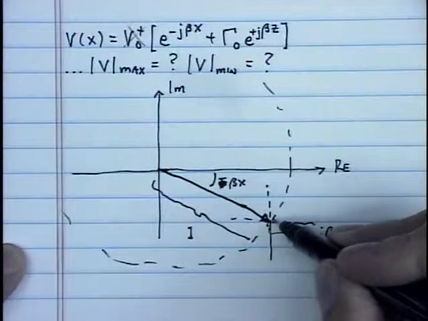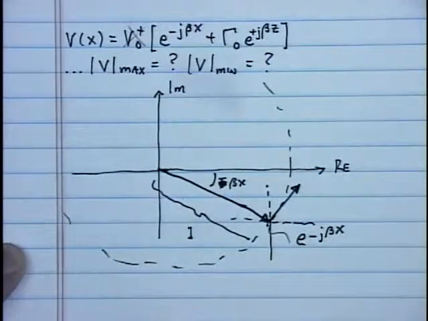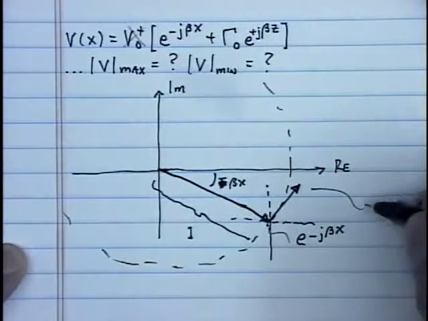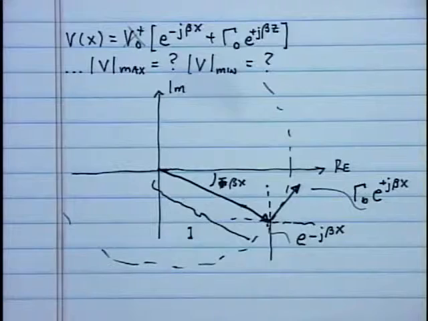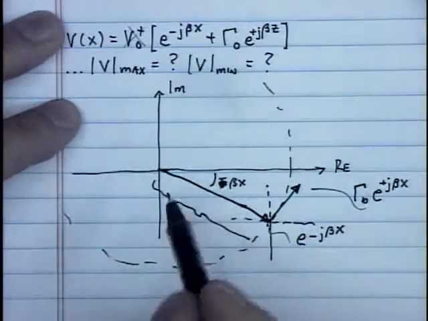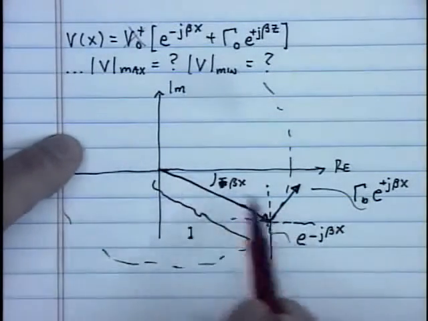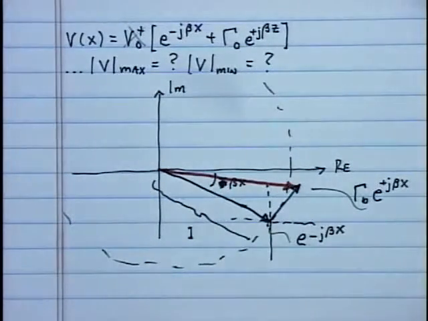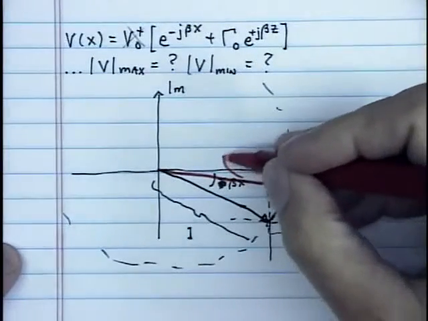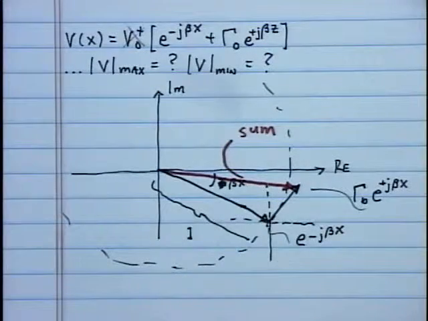What is that second term going to look like? Well, I'm not sure. Let me draw it like this and say that that thing is my gamma e to the plus j beta x term. And when I add those two together, where's my red pen? Here we go. Let's add some neat special effects here. That is the sum. That's in brackets up above.